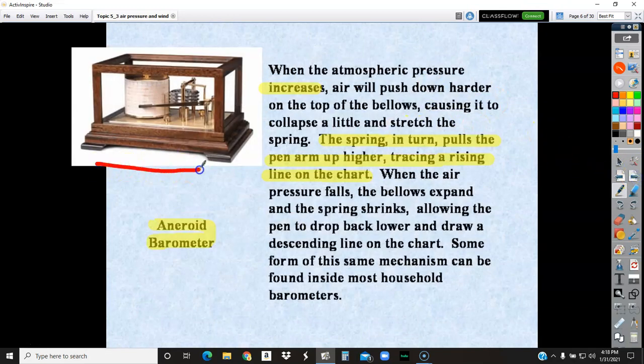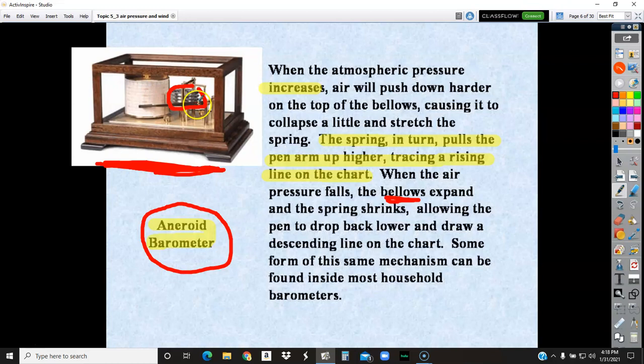Now, this kind of barometer I actually have in my classroom. I did not put it out last week. I'll try to get that set out in my classroom so you can look at it, those of you that come to school. It's called an aneroid barometer. It's a very easy way that it works. Over here to the right of the can, these are called bellows.